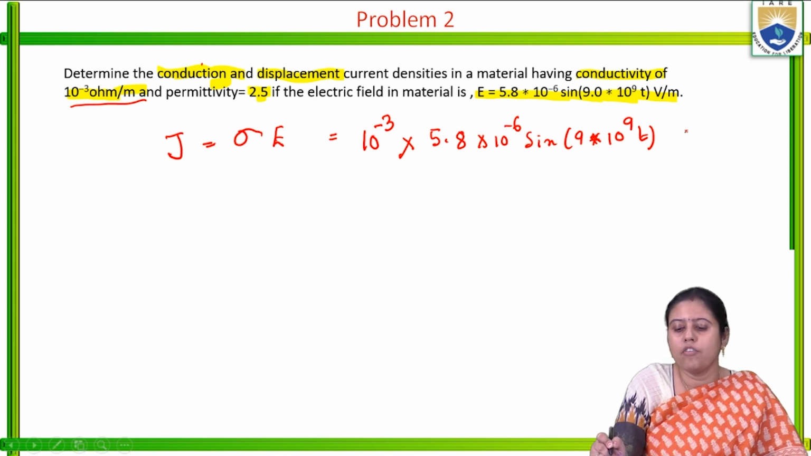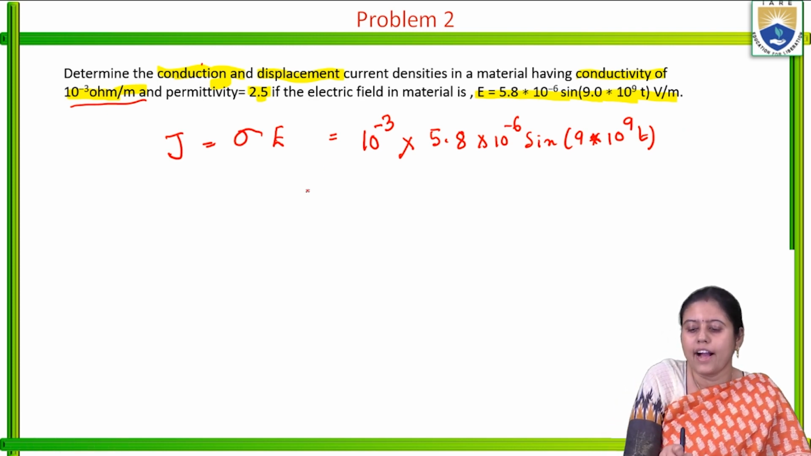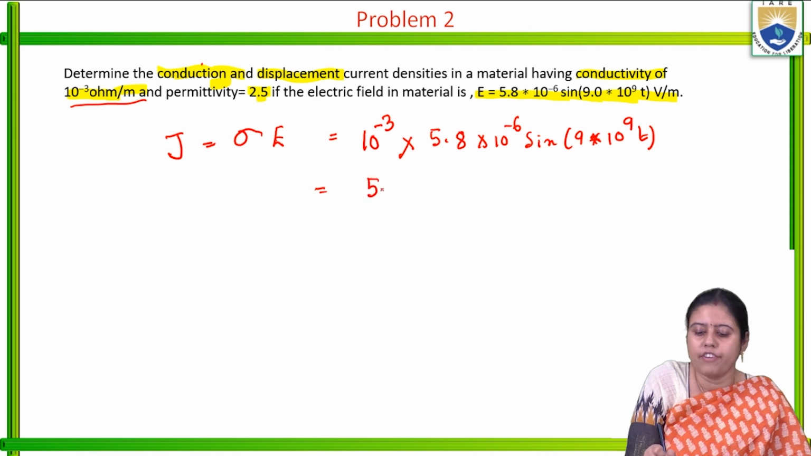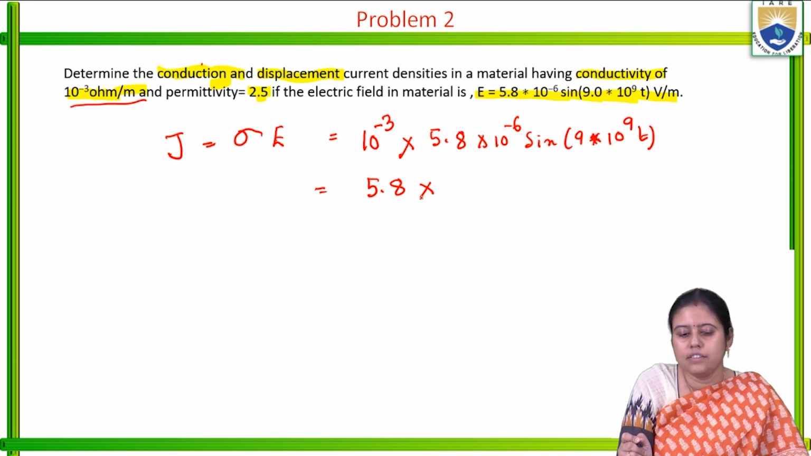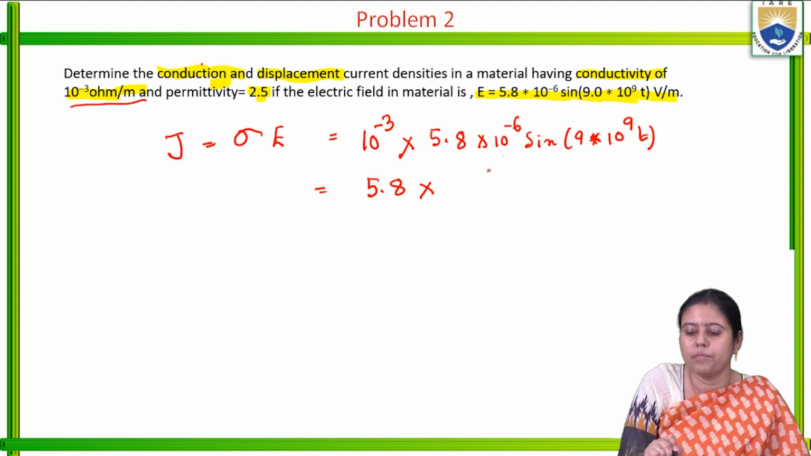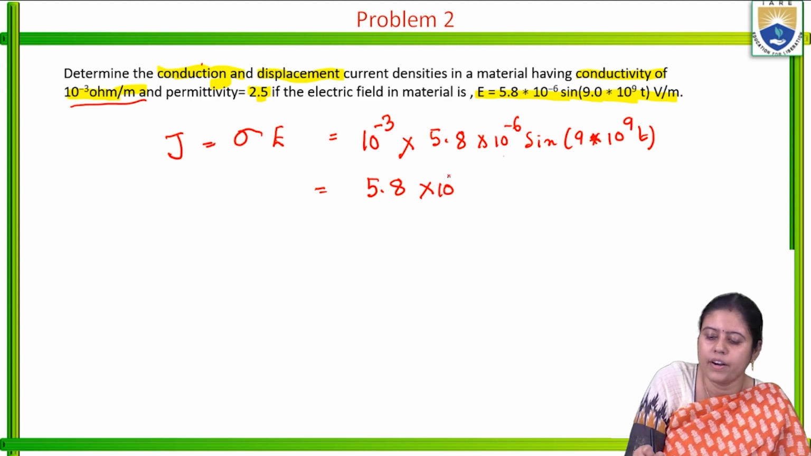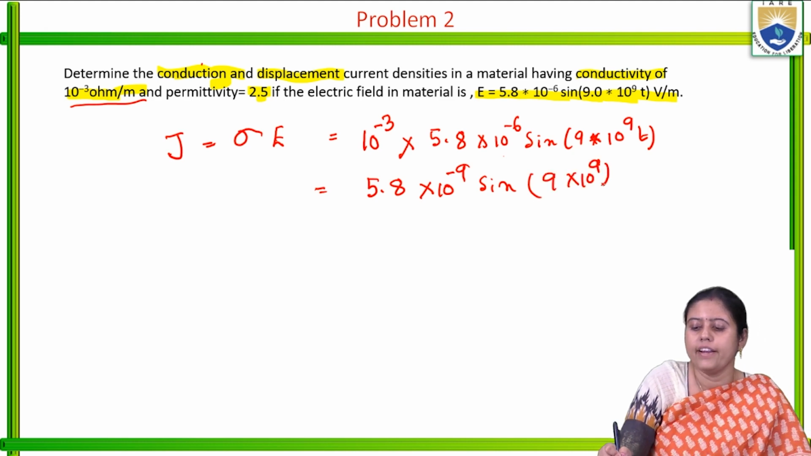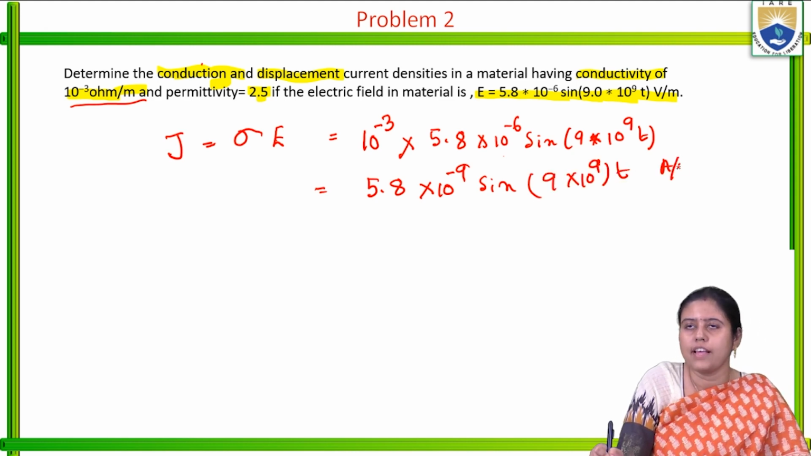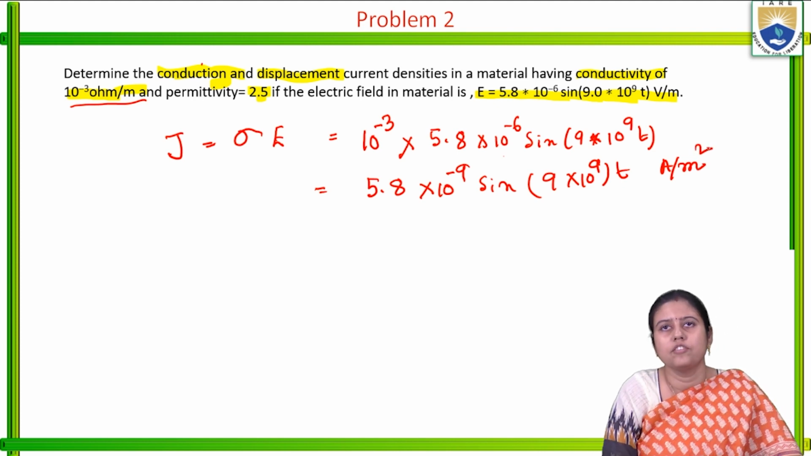So what is the value of the current density? The current density value is coming 5.8 into the sigma, 10 to the power minus 3, into 10 to the power minus 6, means 10 to the power minus 9 sin 9 into 10 to the power 90, and the unit is ampere per meter square.